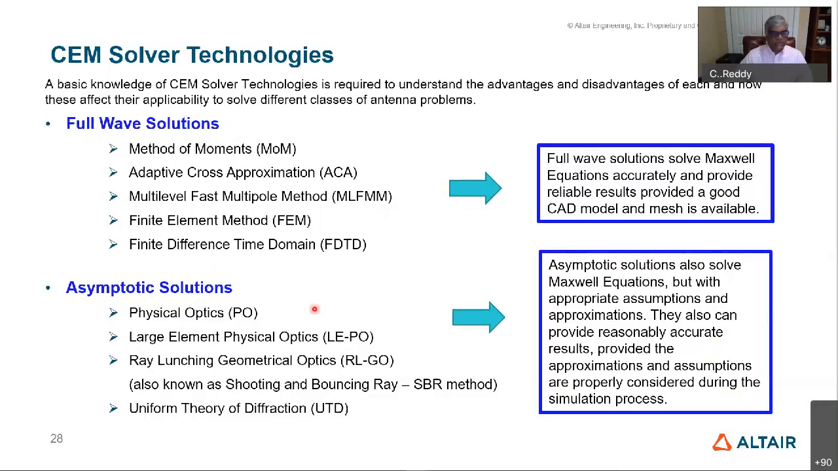Asymptotic methods also solve Maxwell's equations, but they solve them with some assumptions and approximations. So if the problem fits those assumptions and approximations, these methodologies will also give you very nice solutions. That is physical optics, large element physical optics, ray launching geometrical optics, sometimes called the shooting and bouncing ray method, and uniform theory of diffraction.